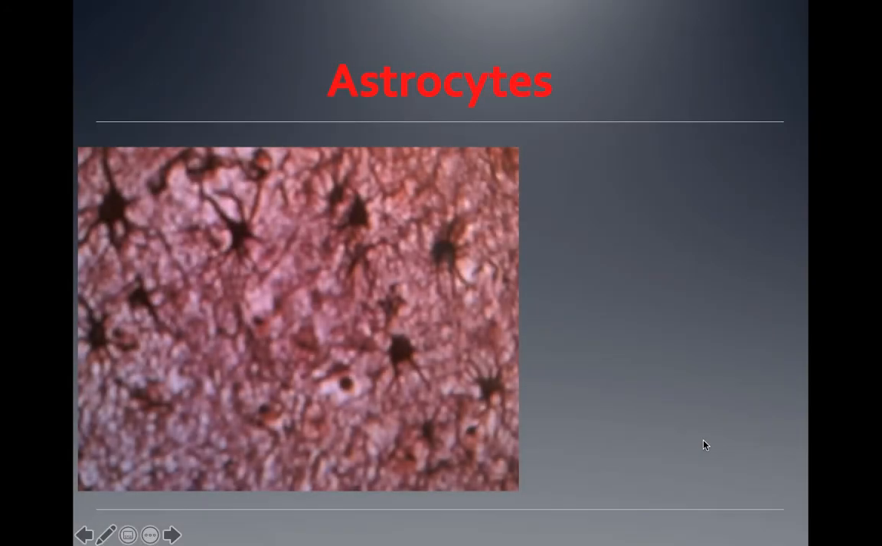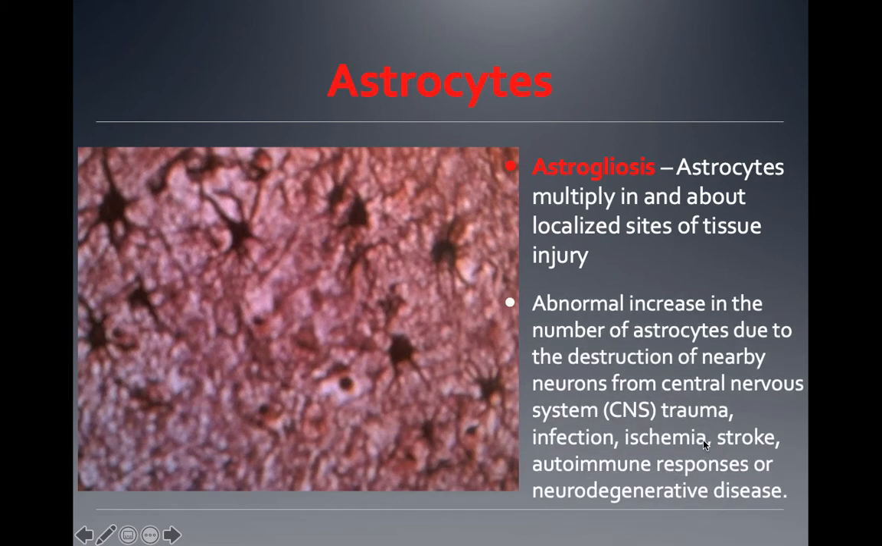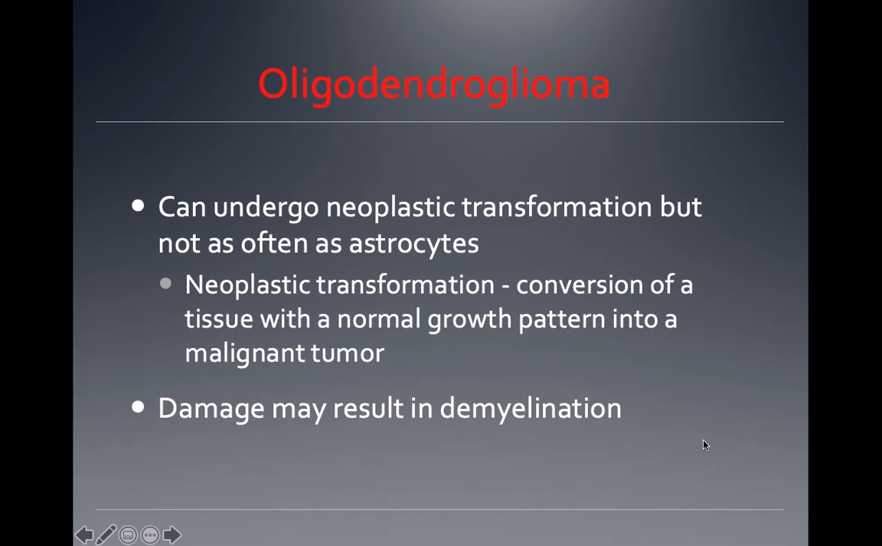All right, so let's talk about astrocytes now. Astrocytes can go through what's called astrogliosis, and this is where the astrocytes will multiply in localized areas of tissue injury. For instance, we see this happening in Alzheimer's disease. And the question is, is the astrocyte creating issues, or are the astrocytes there to help take care of these issues? So this increase can be seen also in things like trauma and stroke and ischemia, or even autoimmune responses. You have a lot of astrocytes in that region, and we're not really sure exactly what those astrocytes are doing for us.